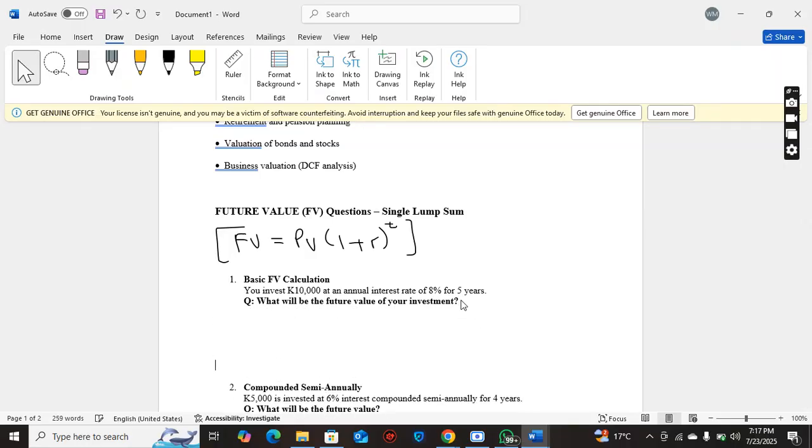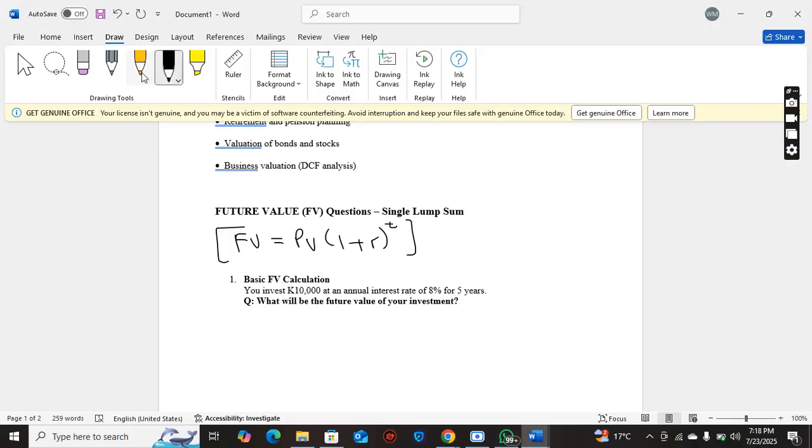So colleagues, you put in 10,000, let's say in your bank, and the interest at your bank is 8%. You want to know, after 5 years, how much am I going to have? So for this question, we want to find the future value. Our present value is this 10,000 kwacha, how much we're investing now. So it's a PV, it's 10,000.